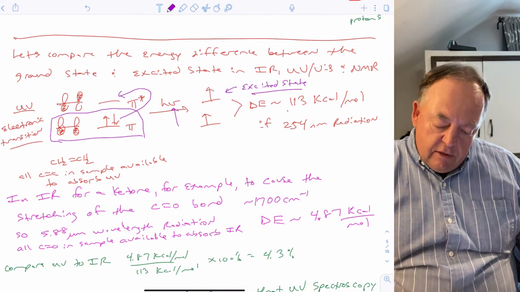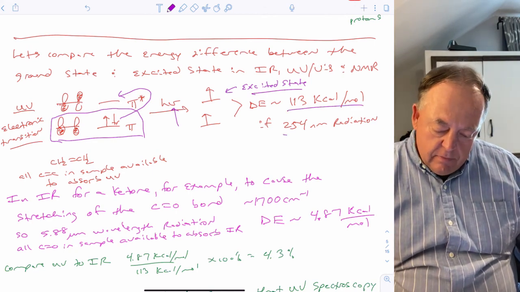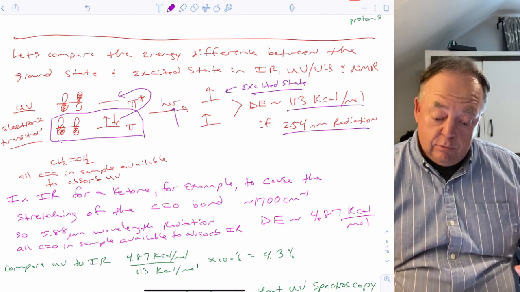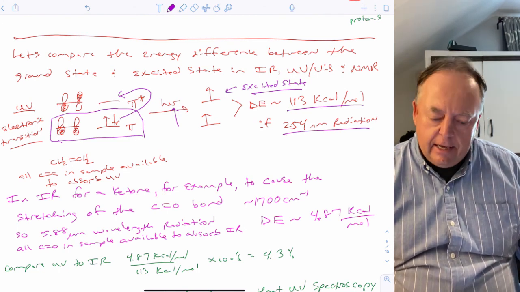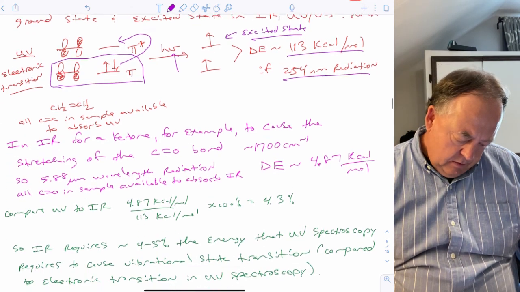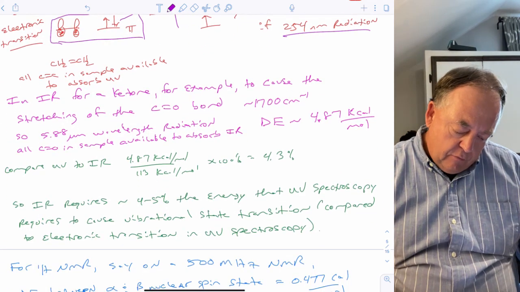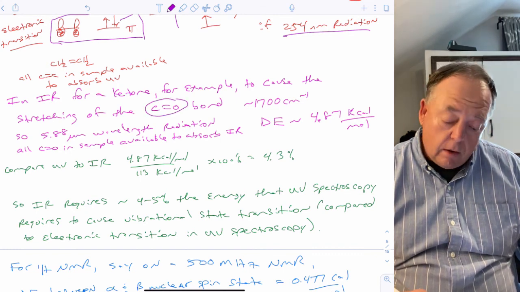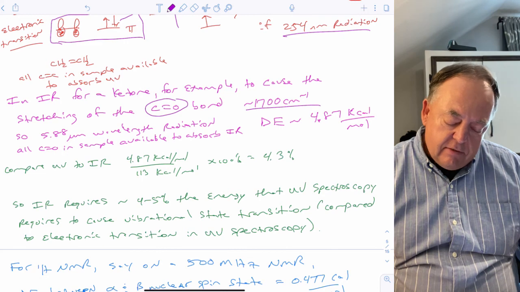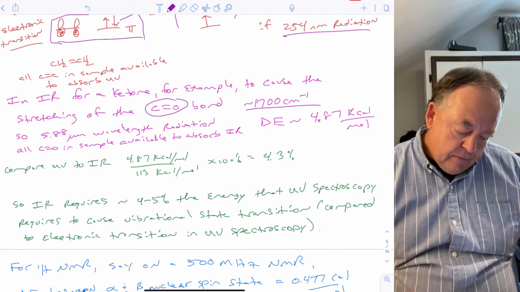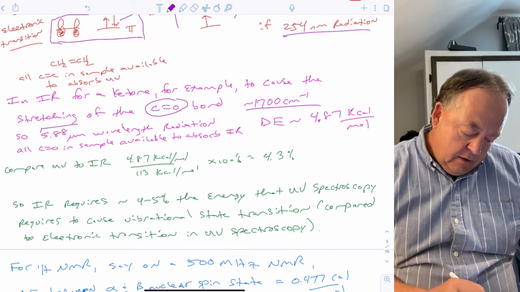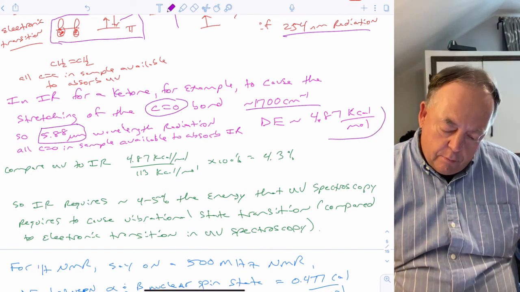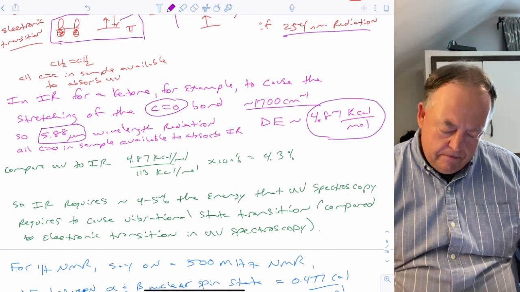So the difference in energy from pi to pi star, if it's 254 nanometer radiation where that molecule is absorbing that, is about 113 kcal per mole. So in IR, if we're talking about a ketone, for example, how much energy is required to stretch a carbon-oxygen double bond? That's about 1700 inverse centimeters. So that's 5.88 microns. If you convert that to energy, that's about 4.87 kcal per mole.